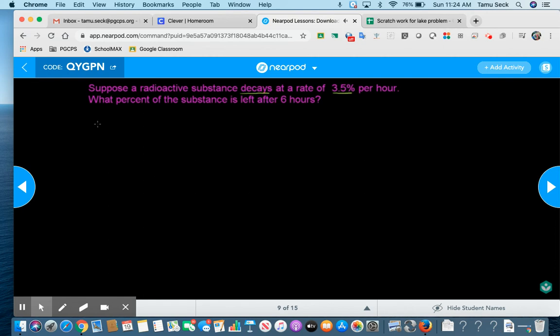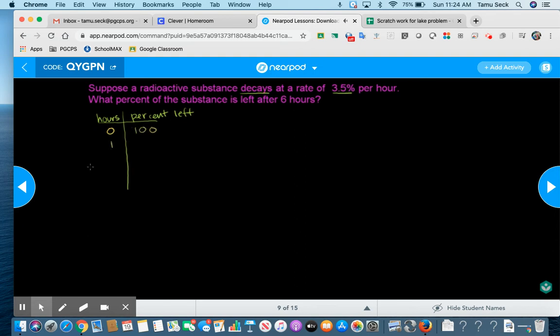So let's make a little table here to just imagine what's going on, and then we'll try to come up with a formula for, in general, how much is left after n hours. So let's say hours that have passed by and percent left. So after 0 hours, what percent is left? Well, it hasn't decayed yet, so we have 100% left.